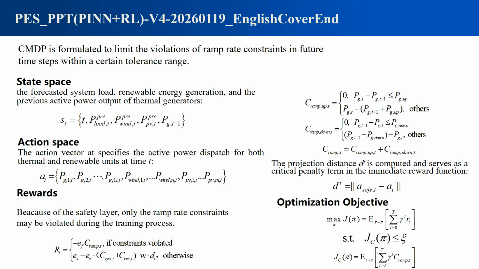The projection distance dt measures how far the actor action is from the safety-corrected action. A large distance means the actor is repeatedly asking the safety layer to do too much work. The reward therefore balances economic benefit, generation and reserve cost, ramp violation cost, and projection distance. The constrained objective maximizes discounted reward while keeping the expected discounted ramp cost, JC, below the tolerance XI. This is how multi-step feasibility enters the learning target.